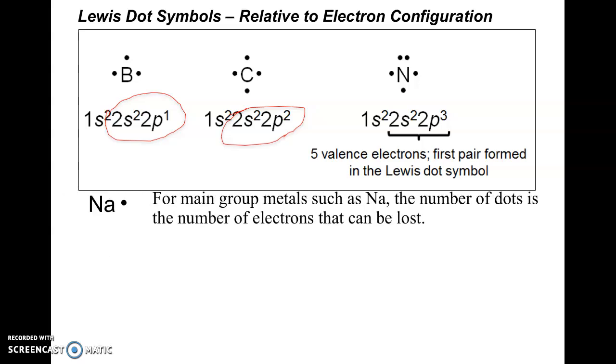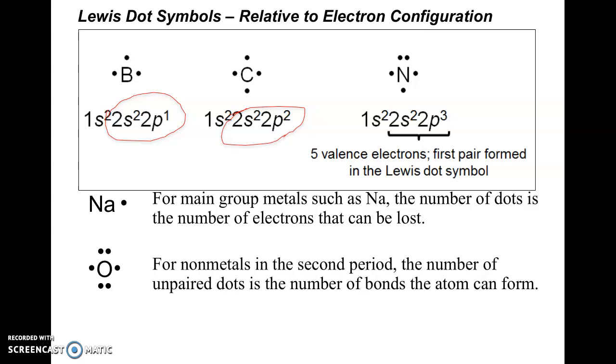And we're going to talk about the significance of that, but let's not forget about those main group metals, the alkalis and the alkaline earth metals. Sodium's an alkali metal. It's got 1 valence electron, so it only gets 1 dot.